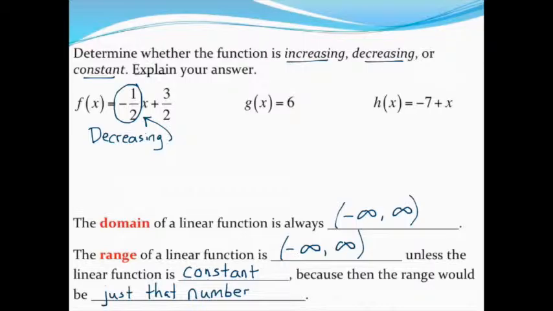When I'm asked to explain my answer, I would just say that. Say, I know it's decreasing because the slope is negative. The next line doesn't have a slope. 6 is not the slope. 6 is just your y-intercept.